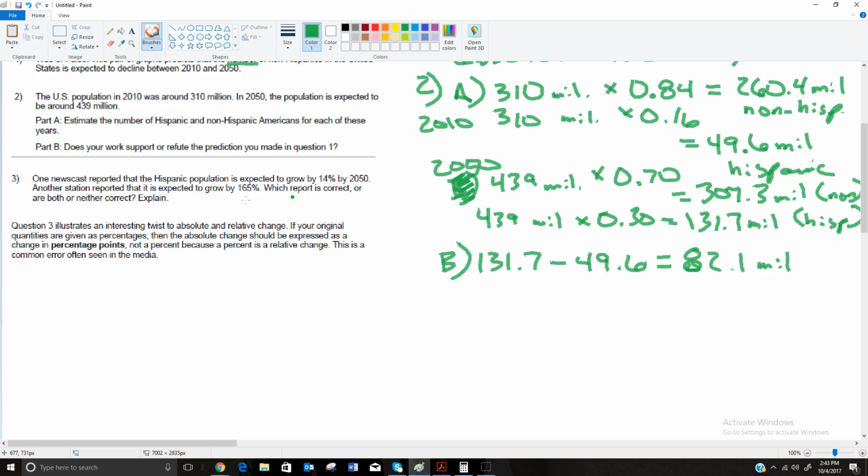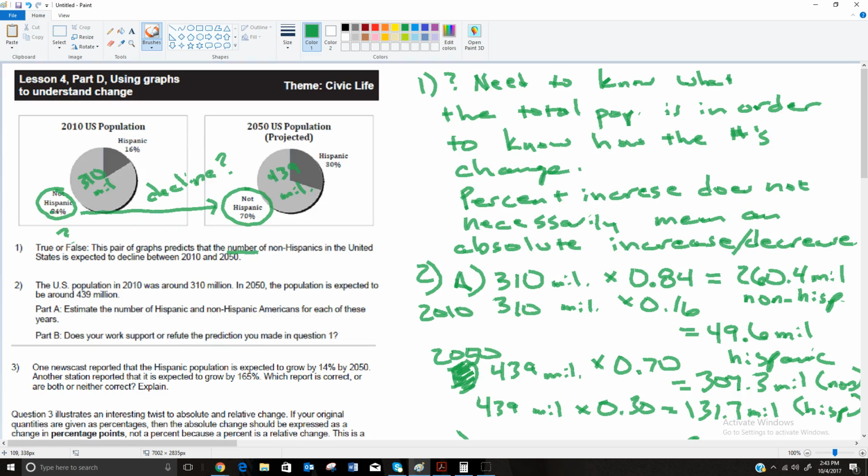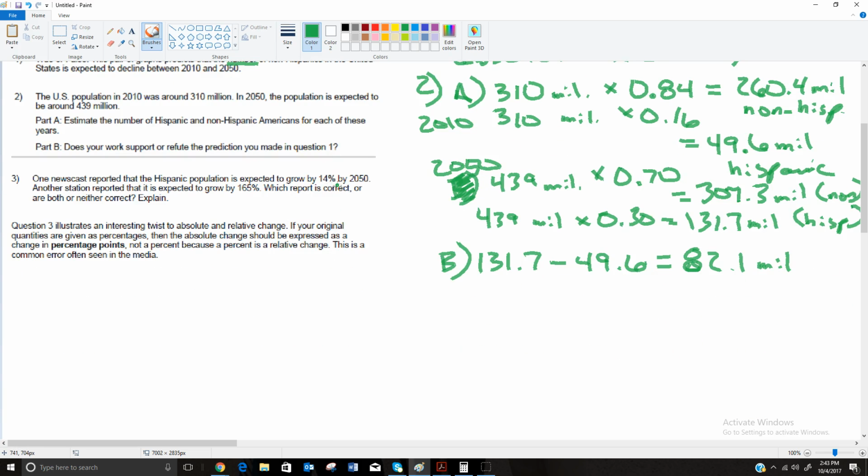So where are we getting the 14%? Well, the 14% is simply the change from 16% to 30%. That's where they're getting the 14%. But that's not a very accurate way to describe that, because growing by 14% would indicate you're only going to gain 14 people for every 100 people that you had. Well, there's a lot larger change here. This 165% is actually more accurate the way that you word it.